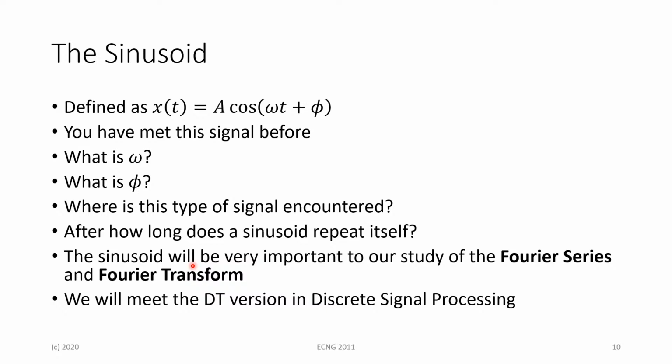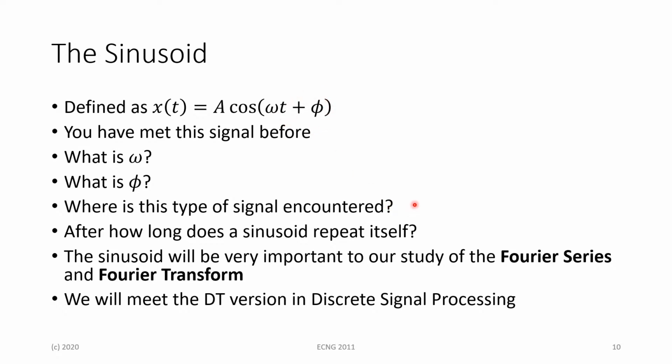The sinusoid signal is basically defined as x of t equals A cosine of omega t plus phi. A here represents the magnitude, omega being 2 pi f gives us an idea of what the frequency is, and phi here represents our phase shift.